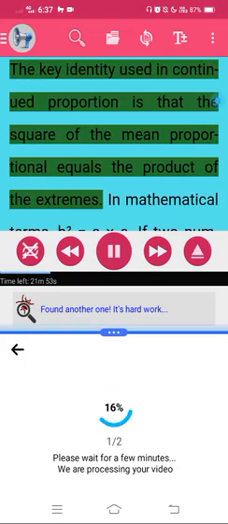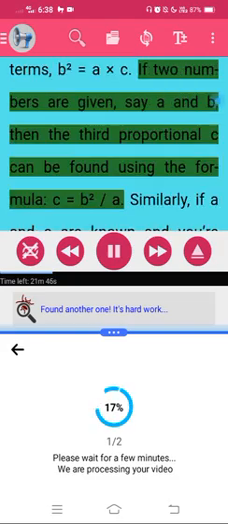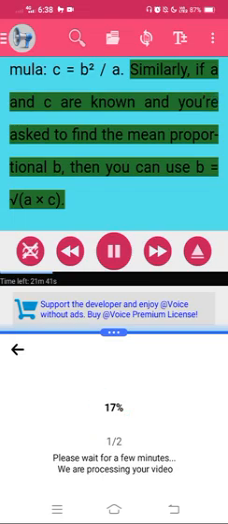The key identity used in continued proportion is that the square of the mean proportional equals the product of the extremes. In mathematical terms, b squared equals a times c. If two numbers are given, say a and b, then the third proportional c can be found using the formula c equals b squared over a. Similarly, if a and c are known and you're asked to find the mean proportional b, then you can use b equals the square root of a times c.